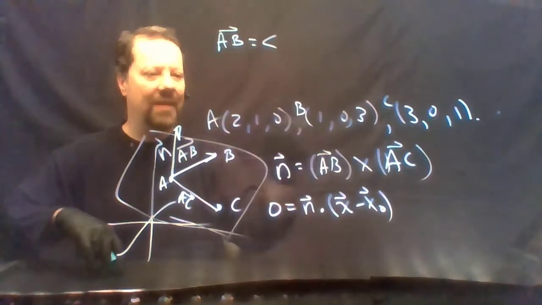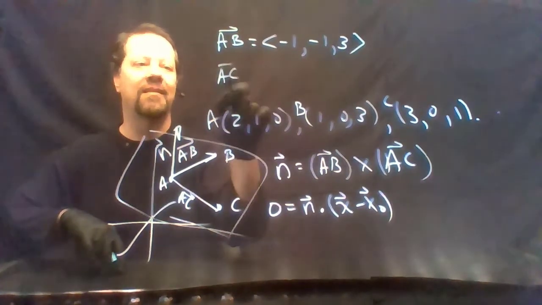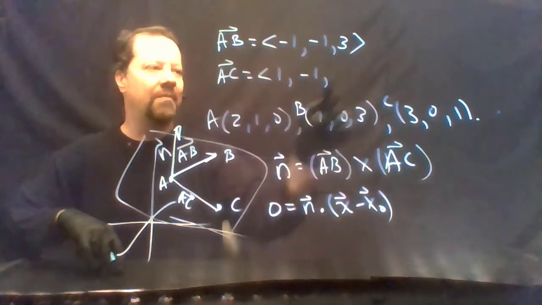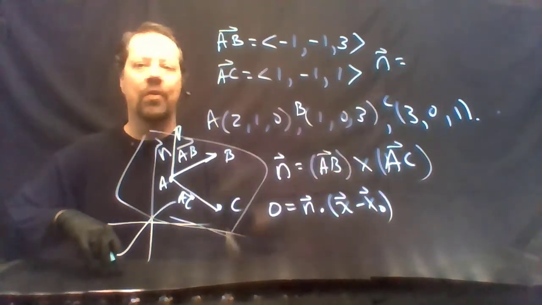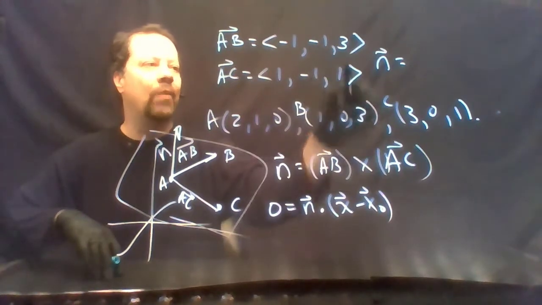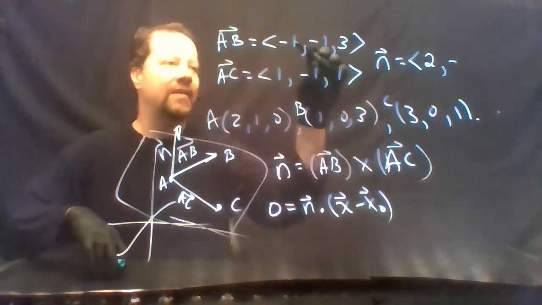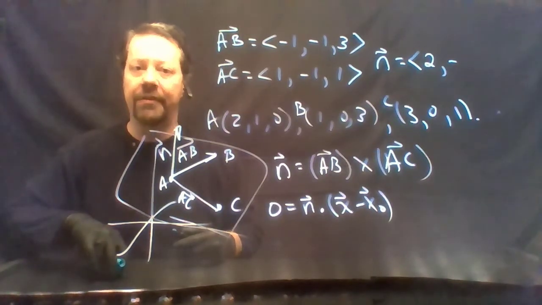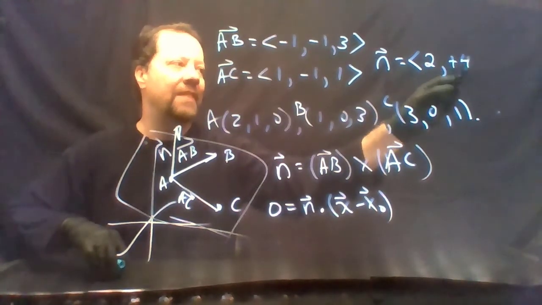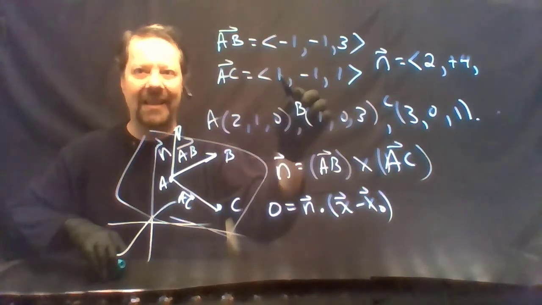The vector AB is (1 - 2, 0 - 1, 3 - 0). And the vector AC is (3 - 2, 0 - 1, 1 - 0). The normal vector will be the cross product of these two, which I've stacked specifically to make it easy. So we get -1 minus -3. That's a positive 2. I'll preemptively put a minus because we need a minus on the middle cofactor of a cross product. -1 minus 3 is -4. Negative negative makes a positive 4. And then we'll have positive 1 minus -1.